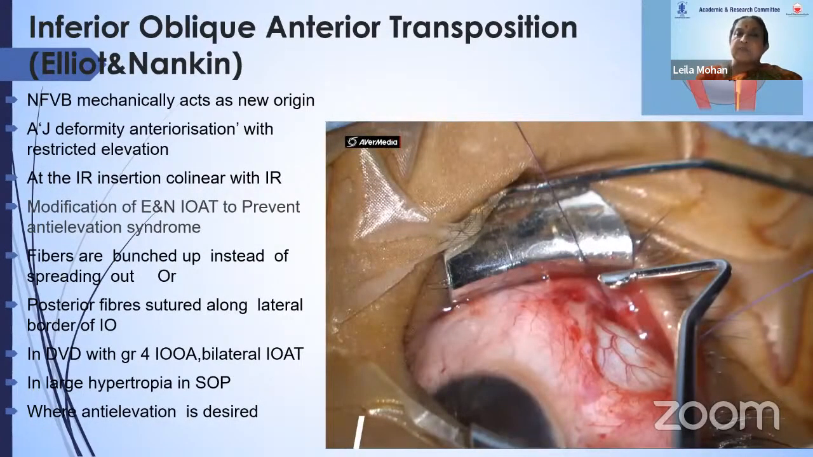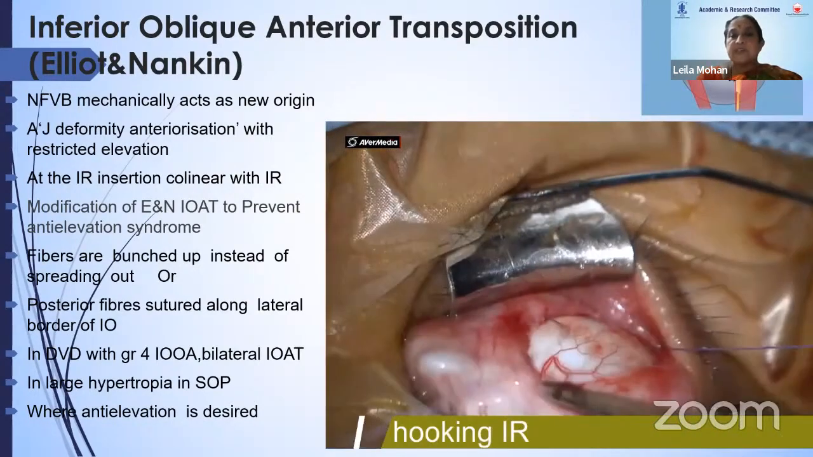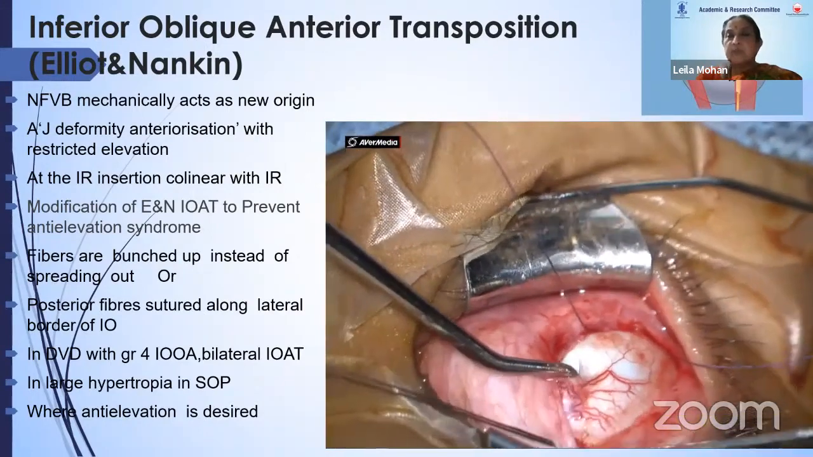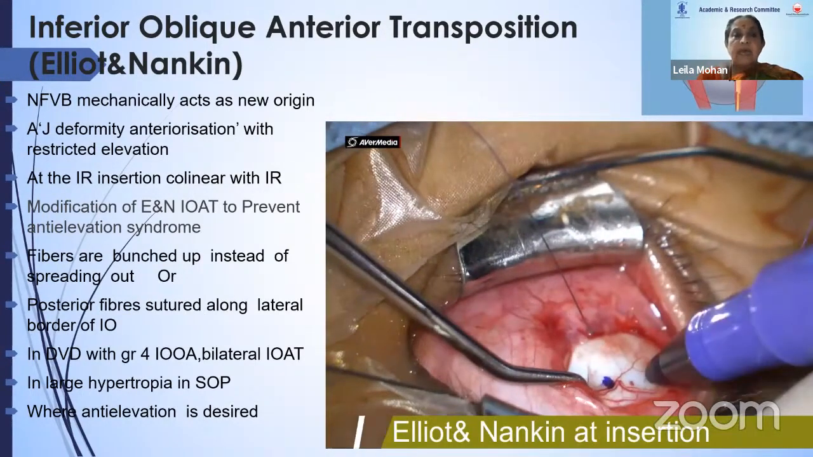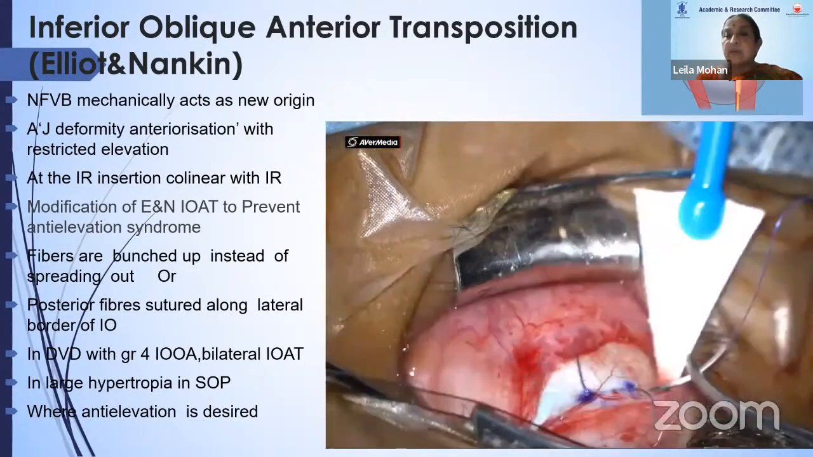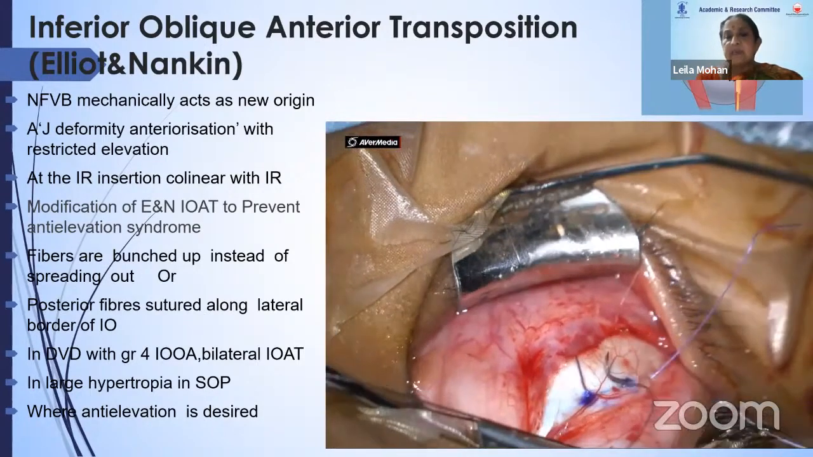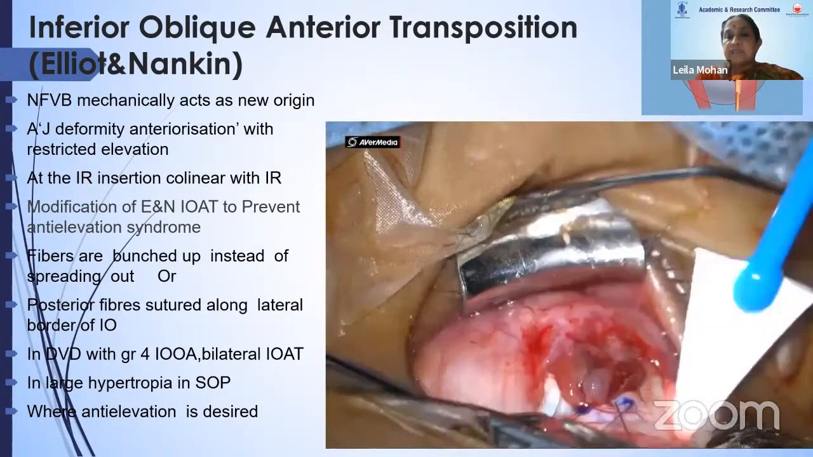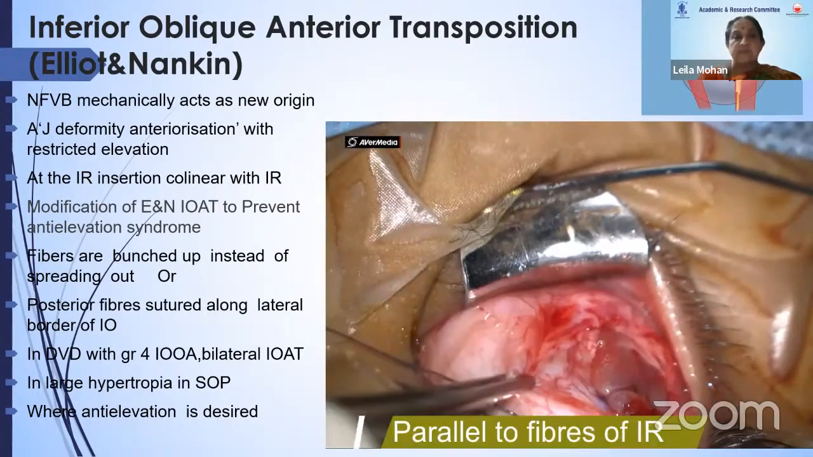And anterior transposition, as proposed by Elliott and Nankin, the neurofibrovascular bundle mechanically acts as a new origin. It's inserted to the posterior fibers, posterior margin of the middle of the inferior oblique, and a J deformity is created by anteriorizing according to this Elliott and Nankin. That is, the insertion is at the insertion of the inferior rectus, and you can see it is parallel to the fibers of the inferior rectus, which creates J deformity.